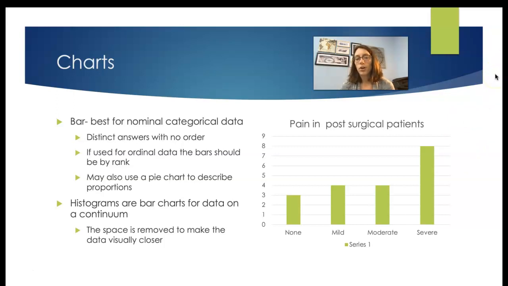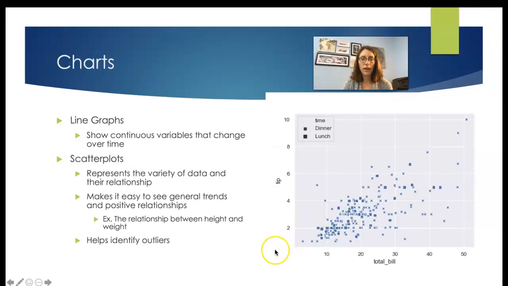Histograms are basically bar charts with data on a continuum. So the space is removed to make the data visually closer. So for example, this bar here would actually be over here. All right, charts can include line graphs. You guys have all seen line graphs. We don't need to talk about that. But they show continuous variables that change over time. That's the whole point of having a line graph, is to demonstrate time versus change.